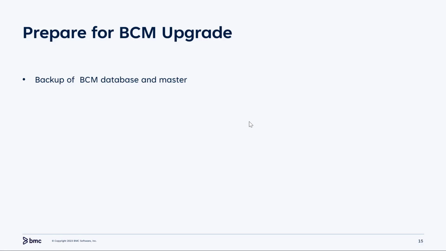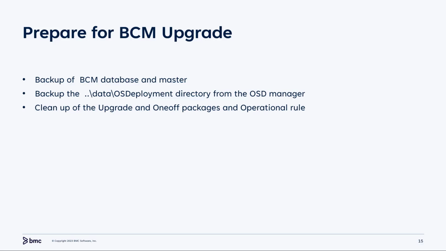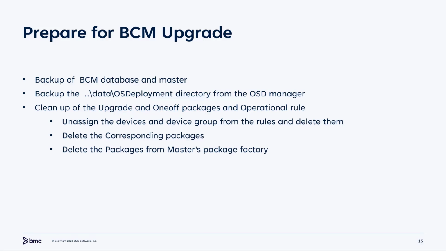To prepare the BCM master for an upgrade, ensure the prerequisites are met. Backup the BCM database and master while the BCM service is stopped. If the OS deployment module is loaded on a different device, backup the installation directory or the data/OS deployment directory on that device. Perform cleanup of the upgrade and the one-off package, as well as the operational rule. This involves unassigning devices and device groups from the operational rule and deleting the corresponding packages from the master server. Lastly, clean up the objects from the lost and found folder. Let me take you through a quick demo sharing the same.